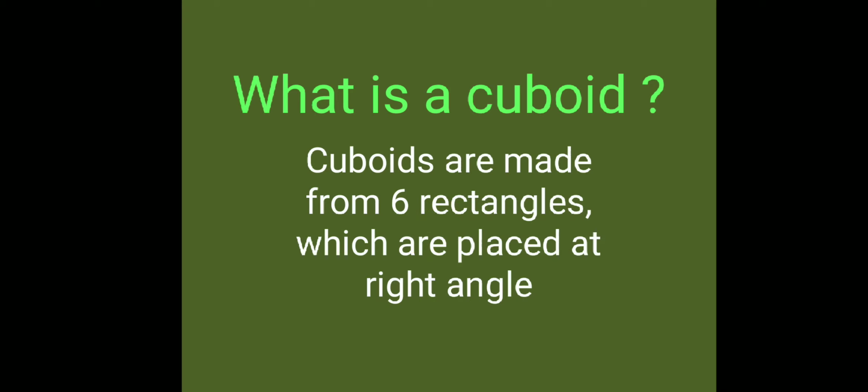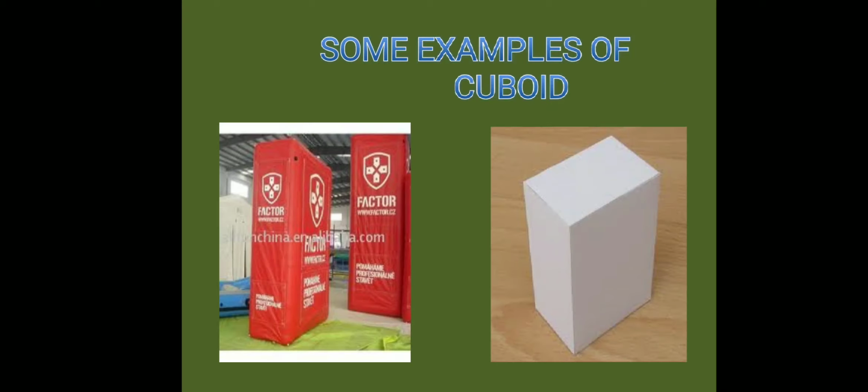What is a cuboid? Cuboids are made from 6 rectangles which are placed and joined with each other at a right angle. Here are some examples of a cuboid. Yes, you can say a book, a compass box, etc.